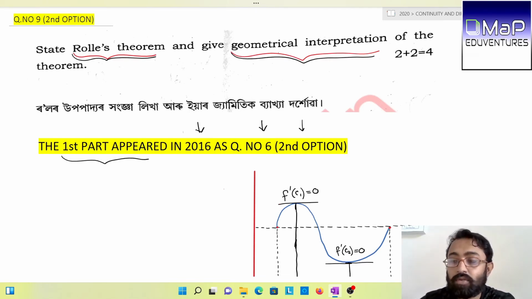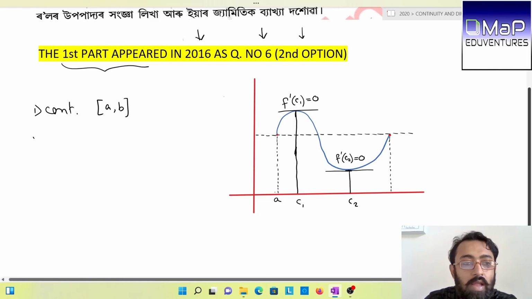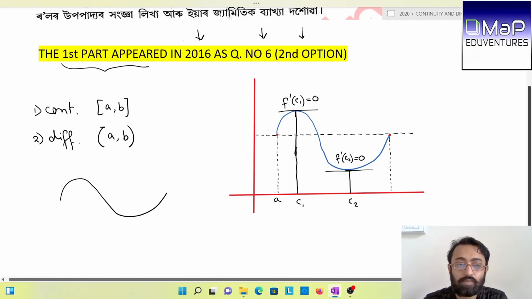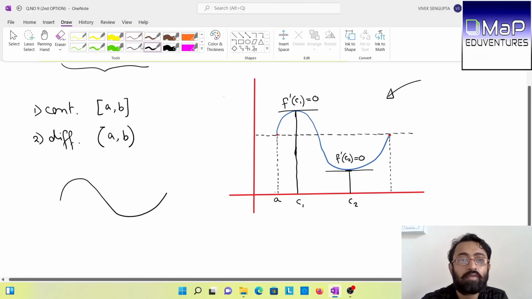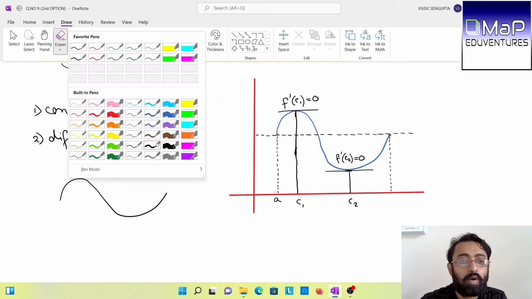Now if a function satisfies Rolle's theorem, that is it is continuous, it has to be continuous in a closed interval a comma b, and it has to be differentiable in the open interval a comma b. Now what does this mean graphically? Continuity means the function gives a smooth curve, in other words there is no point of discontinuity. So we have drawn a perfectly smooth curve.